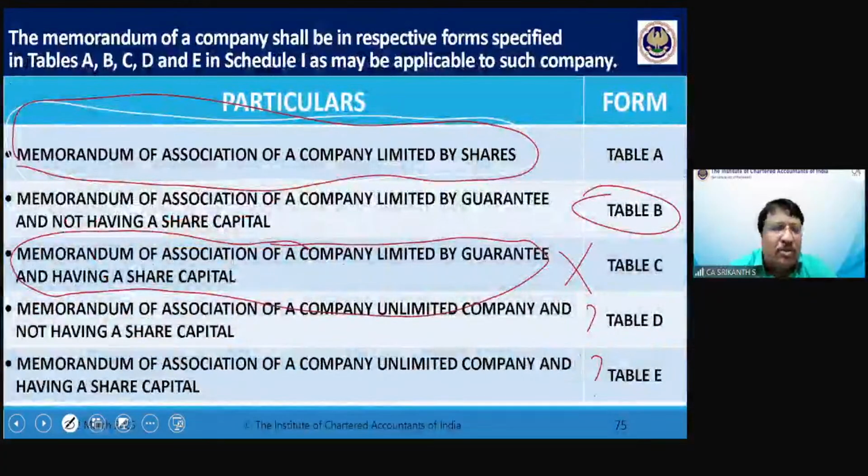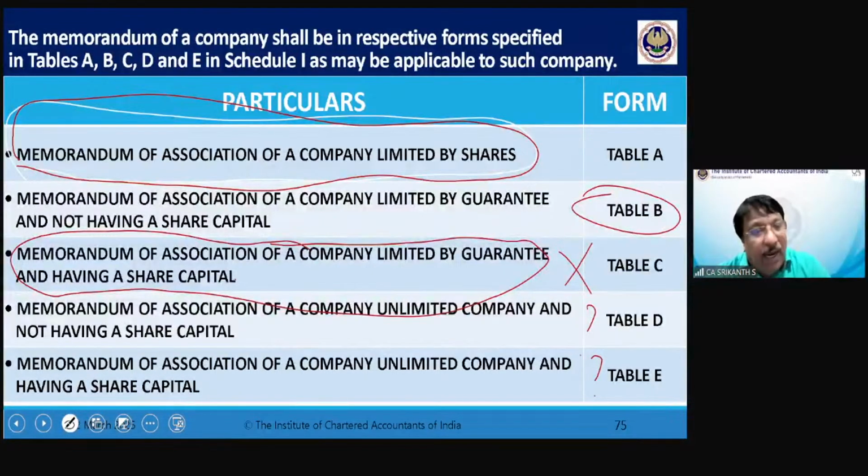Friends, still some of you are confused, no problem. See, there can be a company formed with share capital. Let us say that I'm forming a Section 8 company. Example: the Section 8 company has a paid up capital of 5 lakhs. The signatories pay, so 5 lakh comes into the company. Are you able to understand? So this company is having a share capital.